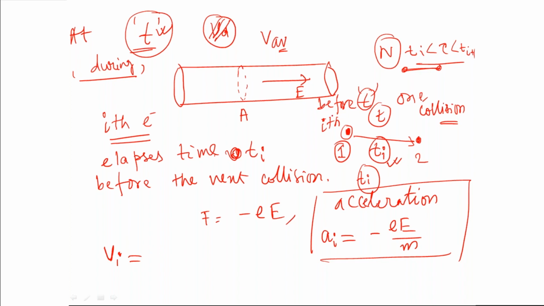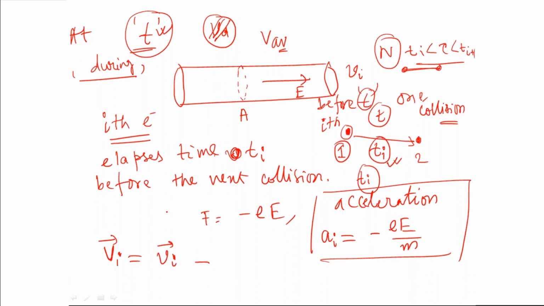What will that be? Initially, suppose it has a velocity just after collision, which is a random velocity. Just after collision, that velocity will be random. Suppose that velocity is small vi, I am writing here. If I write it in terms of vector, I can write like this. But this velocity is actually a random velocity. It does not have any direction.